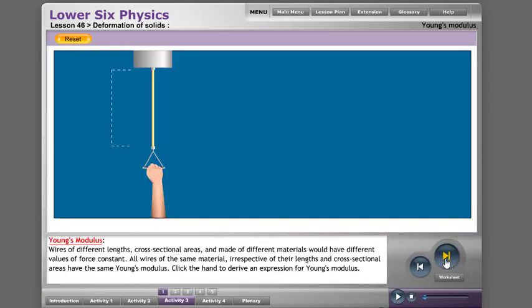Young's modulus. Wires of different lengths, cross-sectional areas, and made of different materials would have different values of force constant. All wires of the same material, irrespective of their lengths and cross-sectional areas, have the same Young's modulus. Click the hand to derive an expression for Young's modulus.